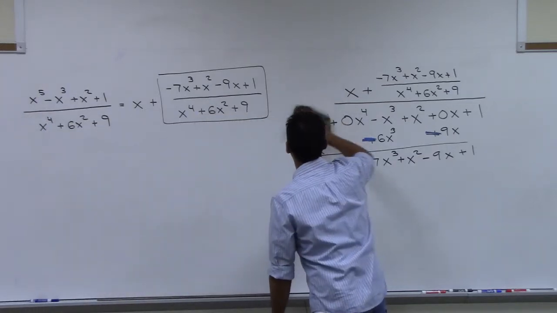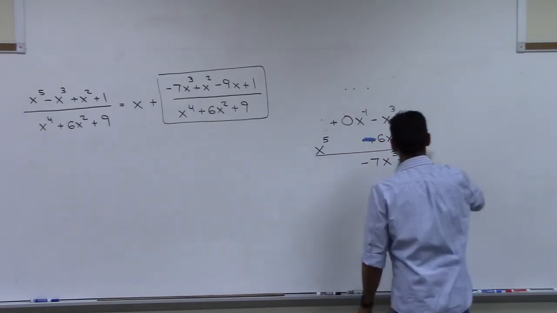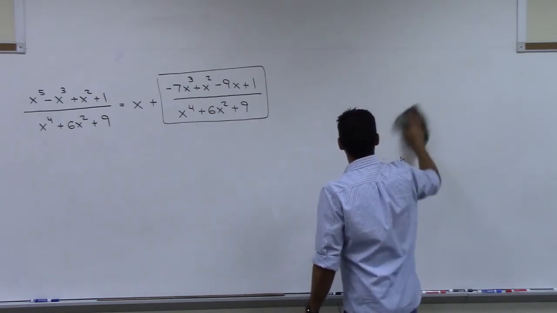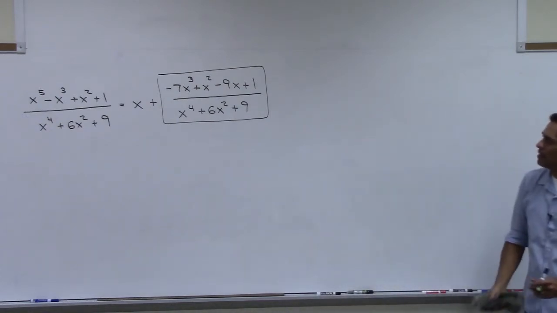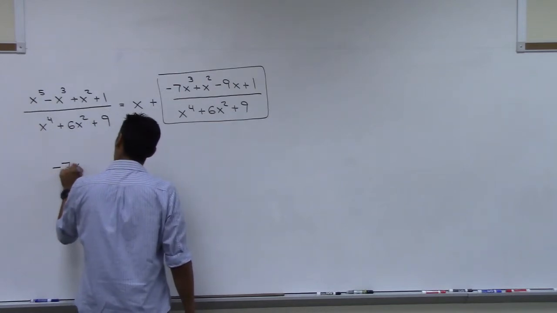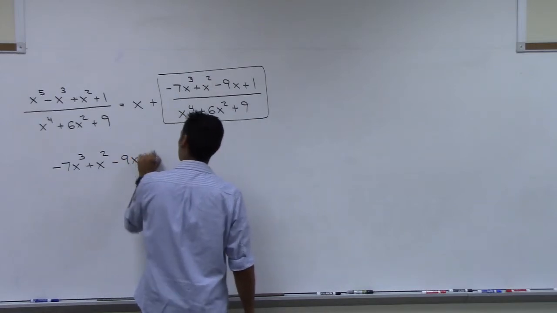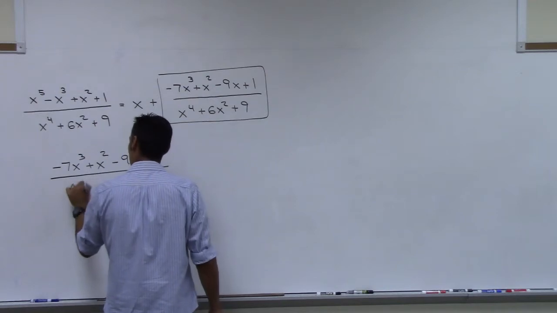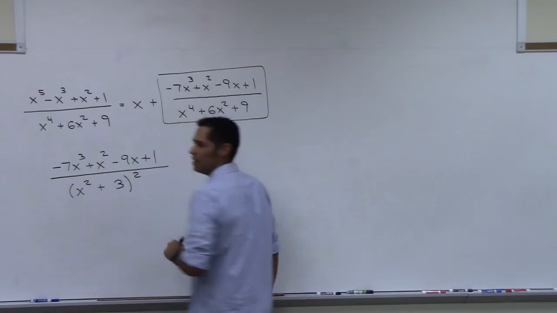Factor out the bottom, if you can. Can the bottom factor? Yes? It's kind of like a quadratic, isn't it? Yeah, I think it will work. This is x squared plus 3 squared, I believe.